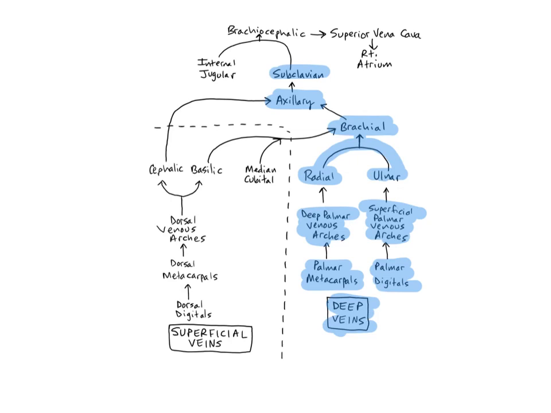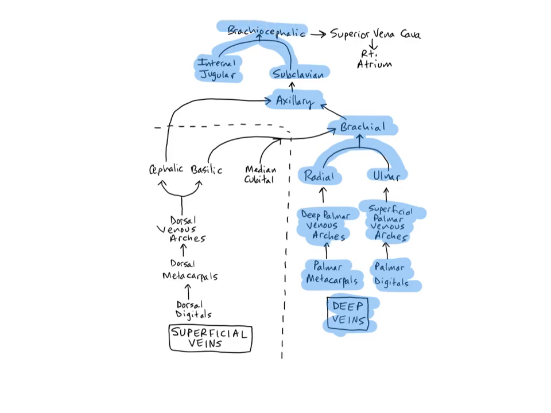The subclavian veins are continuations of the axillaries and unite with the internal jugular veins to form the brachiocephalic veins. The subclavians drain the skin, muscles, and bones of the arms, shoulders, neck, and superior thoracic wall.